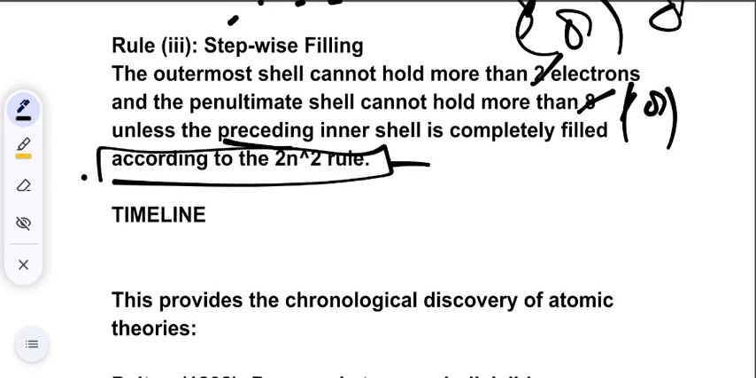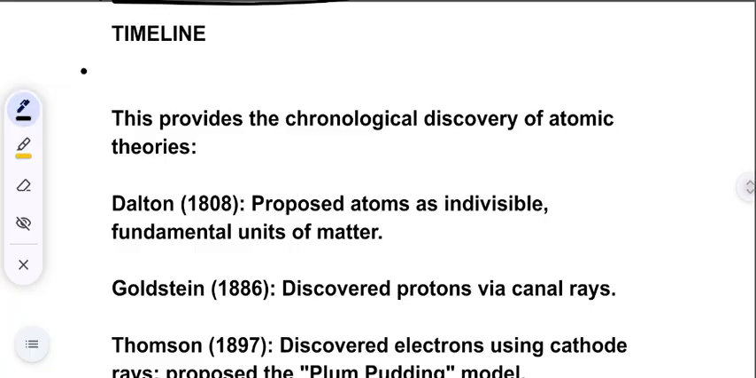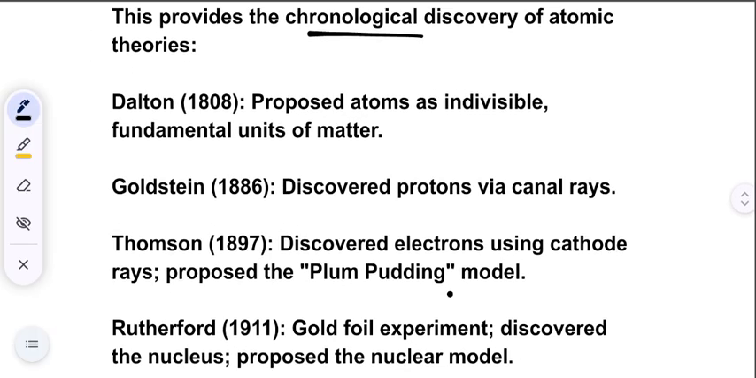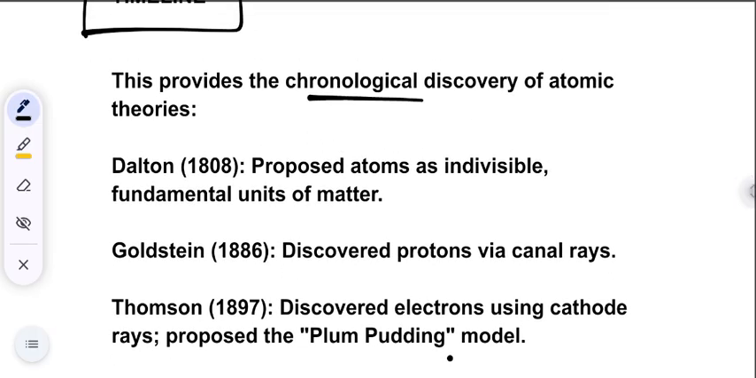Fine. Now, the next topic is the timeline. You might wonder what timeline, because in your NCERT it is not given separately. It is given on a different page. So for you, I have arranged it in chronological order. Chronological means which thing happened first, second, third, like this. So here it tells us in which year the scientist made what discovery related to atomic theories.